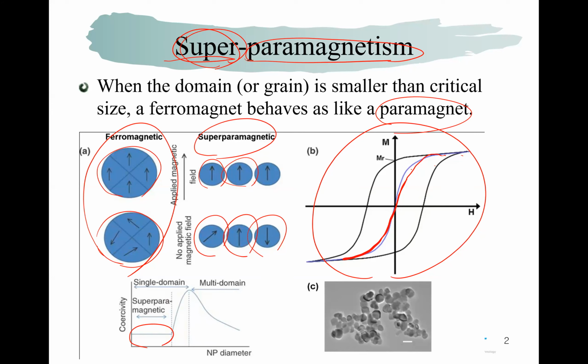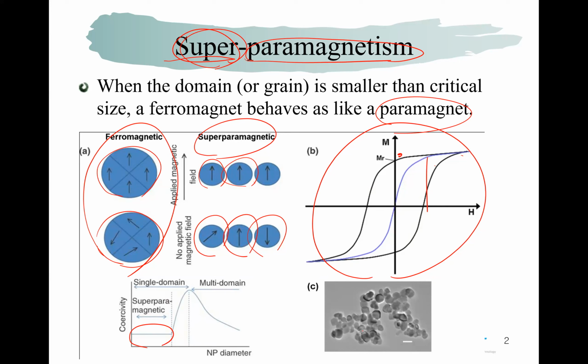But the difference is that the soft material has a very sharp hysteresis curve. With a small field, they can easily saturate. But superparamagnetic materials require an external field of a certain size to saturate the total magnetization.